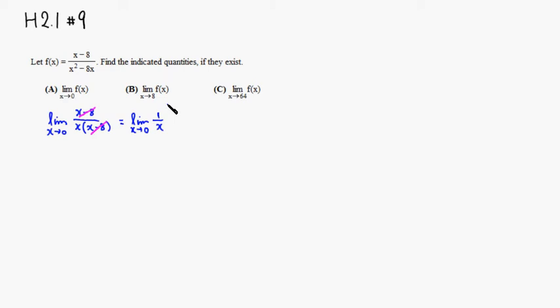Then, in order to evaluate this, you can look at the left-hand limit and the right-hand limit. You look at the limit of 1 over x as x approaches 0 from the negative side, and then the limit of 1 over x as x approaches 0 from the positive side.